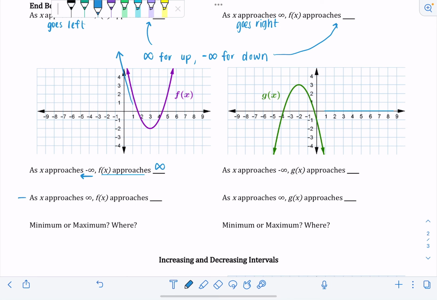And then with the second line, it says as x approaches infinity, so that means as the graph goes to the right, what is f of x doing? As our graph goes to the right, it's going upward on that side also. So f of x is also approaching positive infinity there.